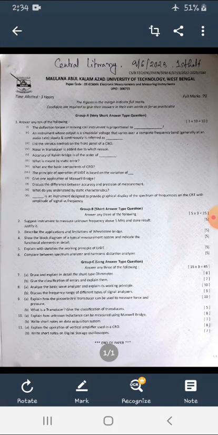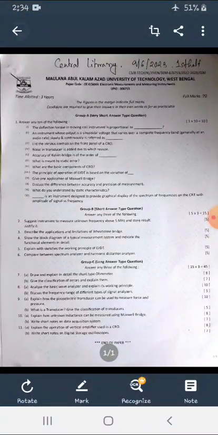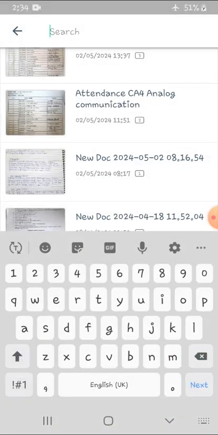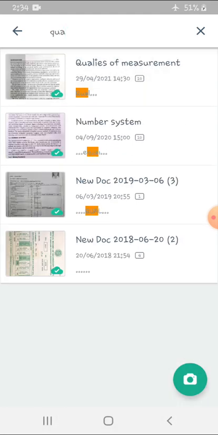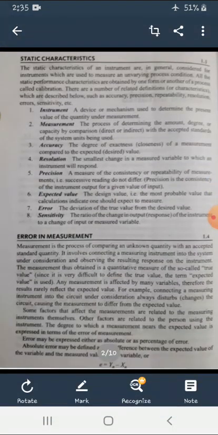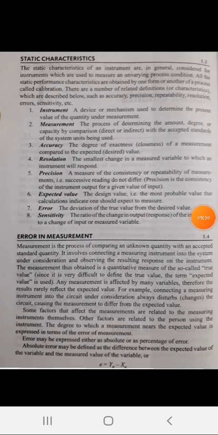Next question is, give the classification of errors and explain them. Errors. So I think that is the first chapter, the error chapter, that is the qualities of measurement. That is also an interesting chapter, that is the basic chapter. Qualities of measurement, and that is errors and the types of errors.